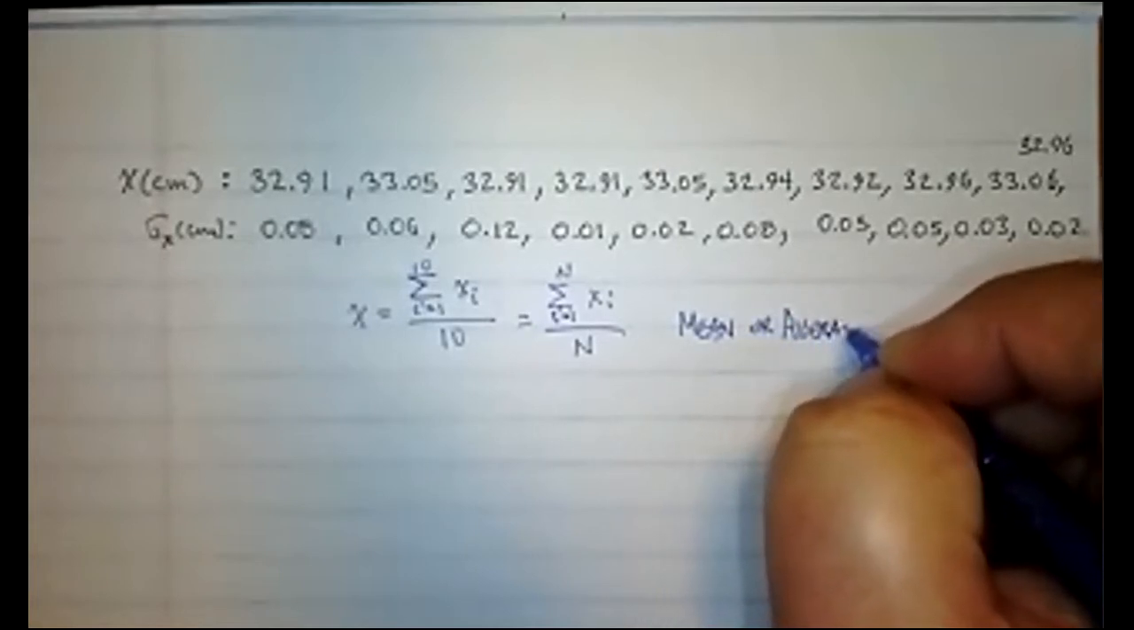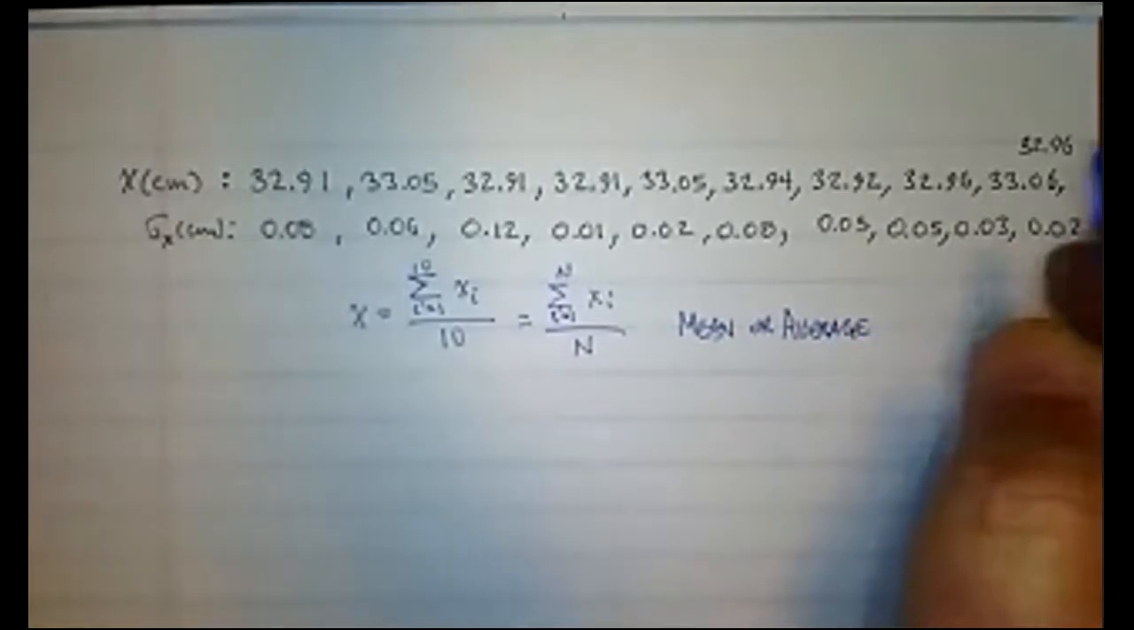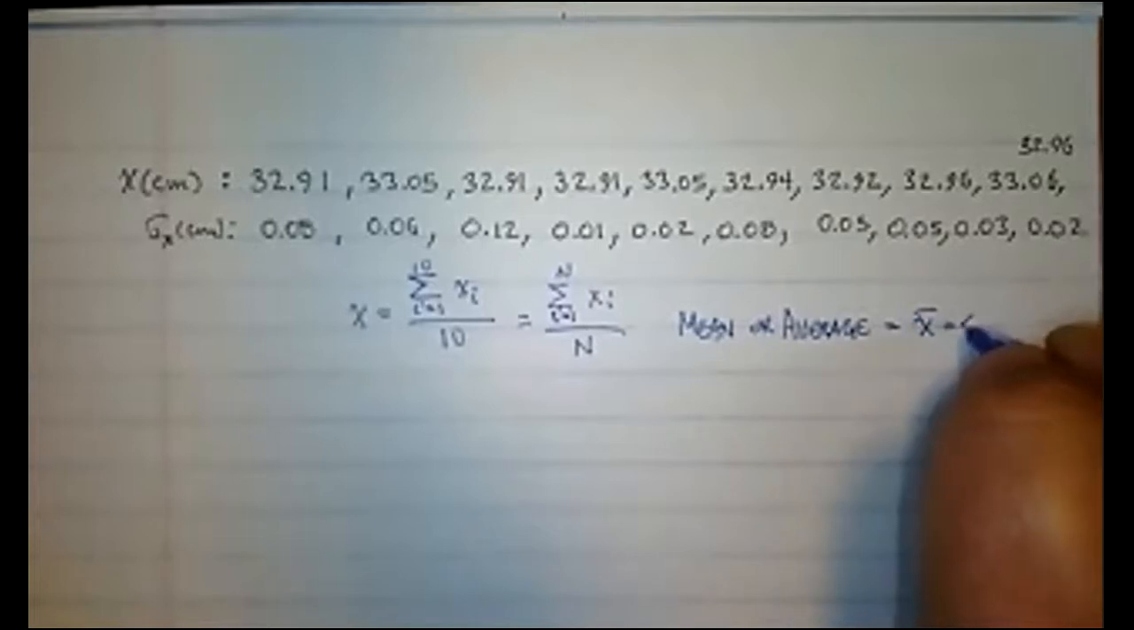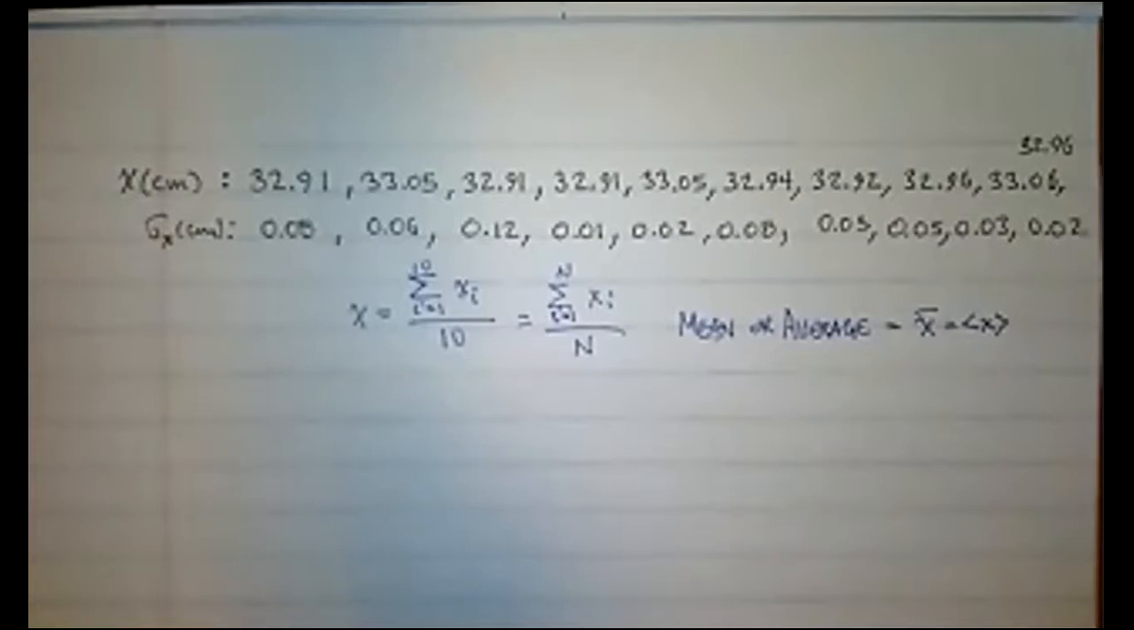And that would work great, ignoring that second row of data. We could call it, for instance, x bar, or we could call it x in brackets. Both of those are terminologies that have been used from time to time to represent the average or the mean.